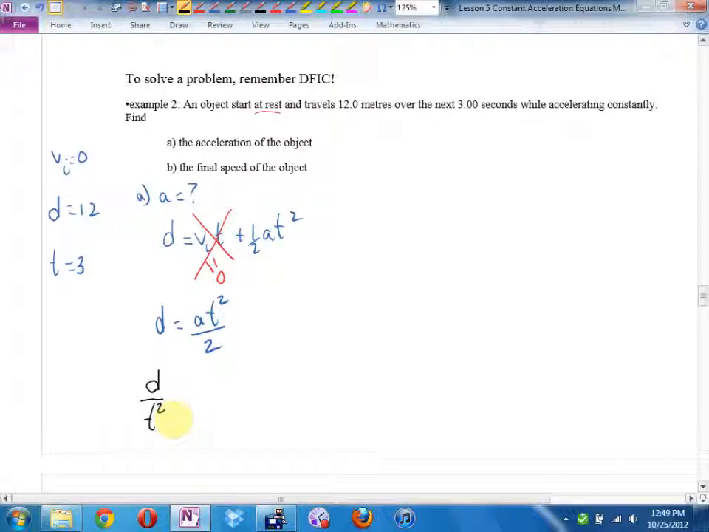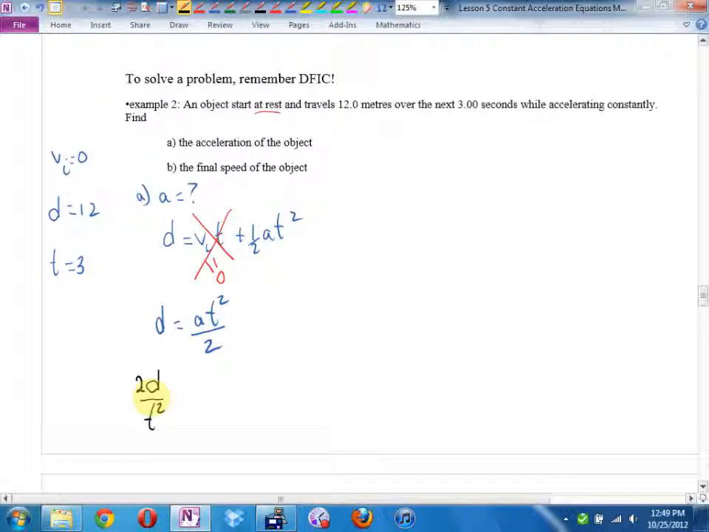What else do you see sitting on the same side as the a? It's meant to be really obvious, boys and girls. What else do you see sitting on the same side as the a? Not distance, that's on the other side. Dividing by 2. See it? How would I move the 2 over? What's the opposite of dividing by 2? Are you telling me that if I do that, I've moved the t squared over? Yes. Check. I've moved the 2 over? Yes. Check. Is the a now by itself?